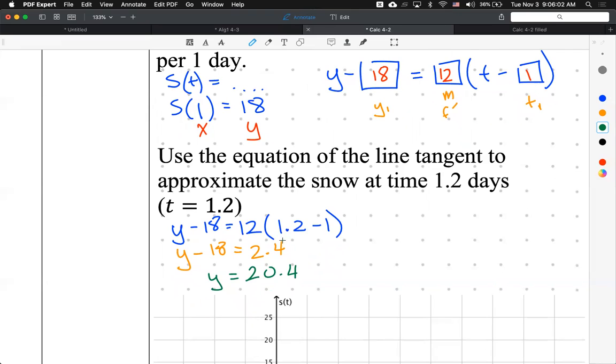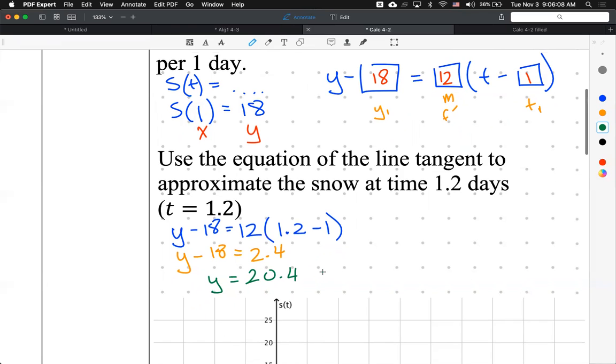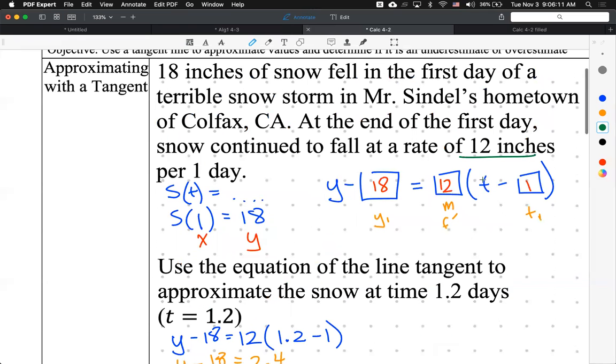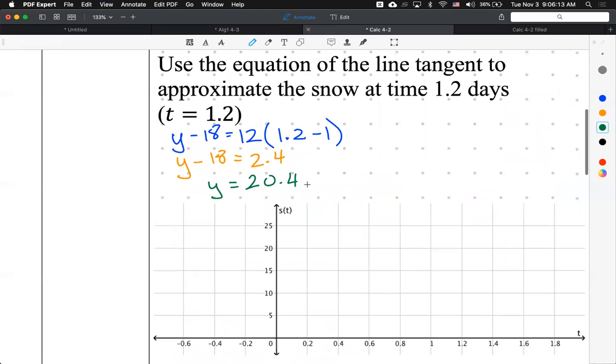And then for these types of problems, we do have to be careful. We want to use our units. So 20.4 inches of snow, right? Because our original units up here said 12 inches per day. So our units here are 20.4 inches. Although if the problem doesn't specifically ask for it, then you don't need to write it, but just always be prepared.